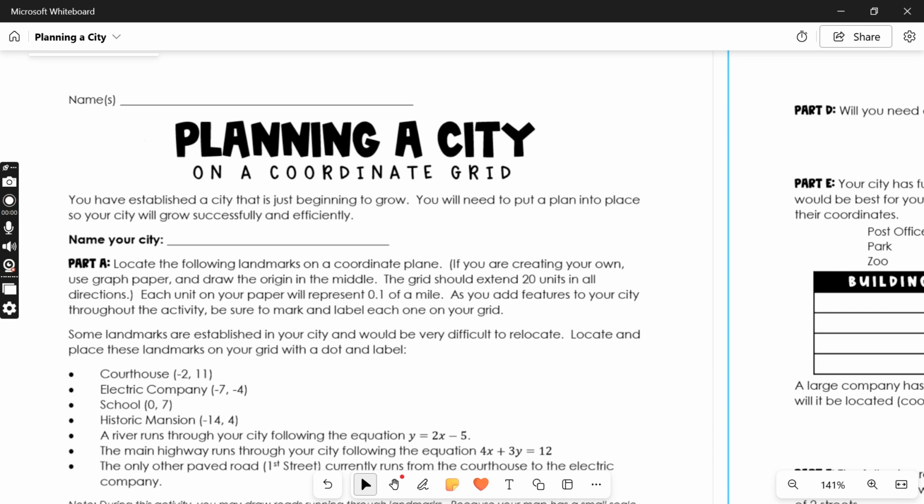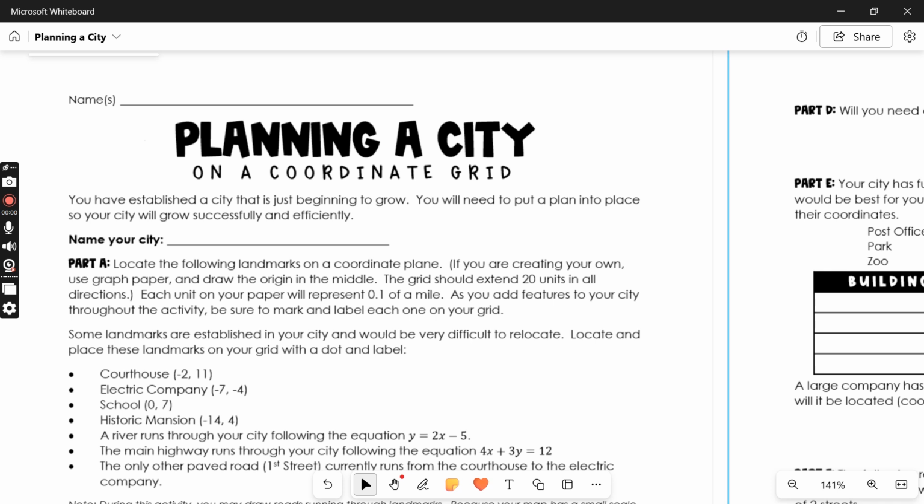Today we're going to start a project. It's called Planning a City on a Coordinate Grid. I'm just going to go over the details with you, read some stuff to you, make sure that you know what's expected and how you're going to be graded, and then y'all can get started. One of the most important things is that you use a ruler on this. You should not be freehanding lines, make sure you use a straight edge.